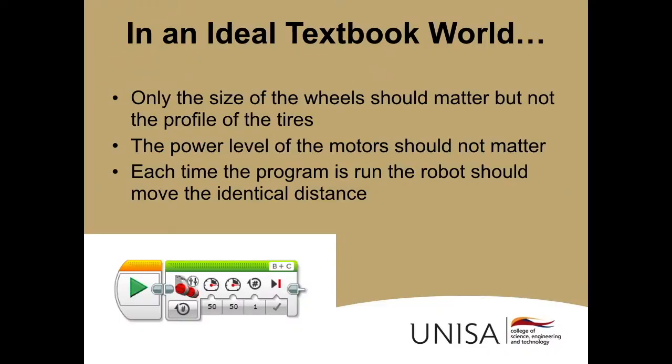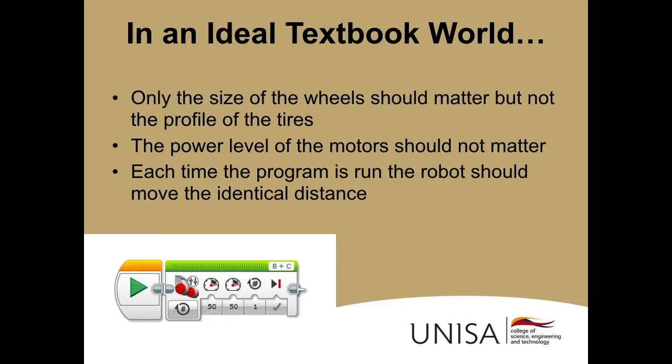Full circumference. So you need to understand that robotics isn't an ideal textbook world. If we look at the programming block on the bottom, which makes the robot go forward for 1 rotation at power level 50 of both motors and then brakes, you know that in an ideal textbook world, only the size of the wheels should matter in order to determine the distance that the robot travels, but the profile of the tires, for example, shouldn't.